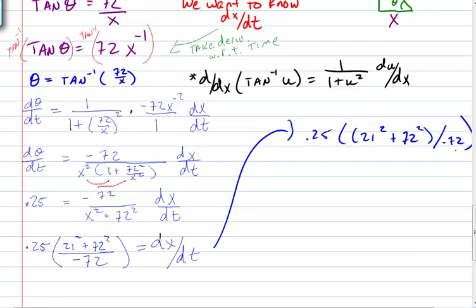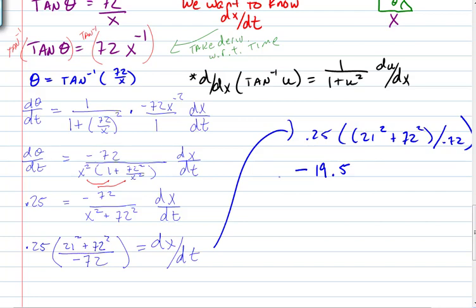There was something already there that I didn't pay attention to. 21 squared plus 72 squared divided by negative 72. I get negative 19.53, which is what you got. See, when I just keep one piece and press enter and do that piece. It's negative 19.5. We'll just say negative 19.5.